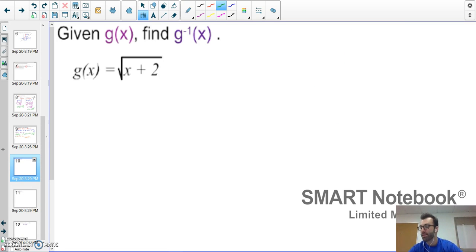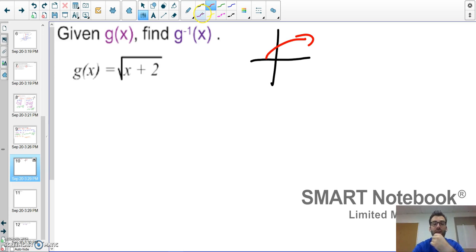Here we go. We got to check again the horizontal line test. Think about the square root function. Okay, the square root function is going to look, with the plus 2, something like this. All right, that function is one-to-one because it passes that horizontal line test, which we'll talk about a little bit more in the next one.